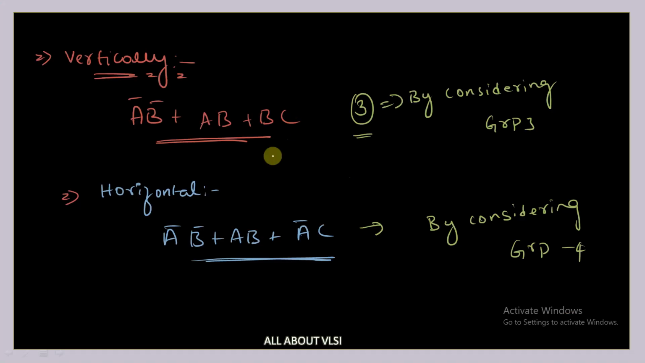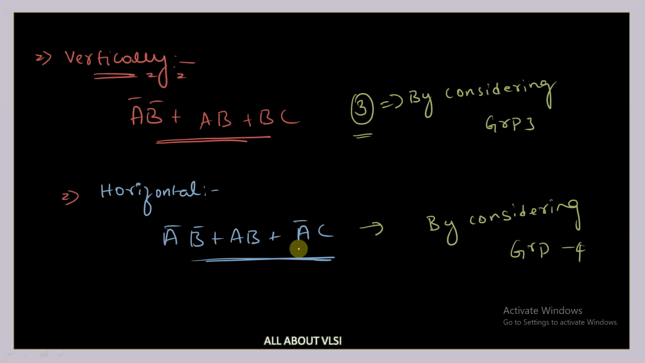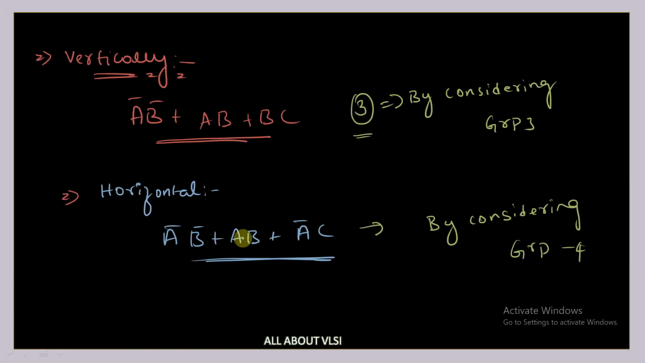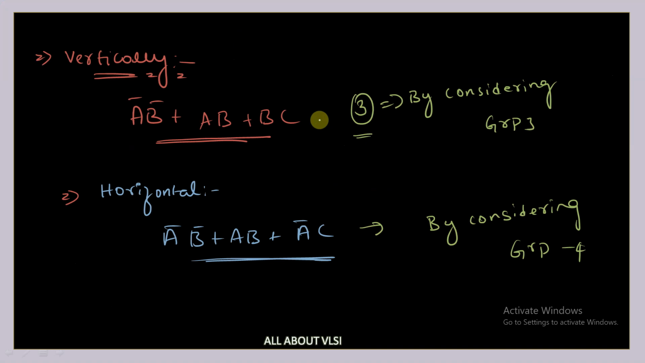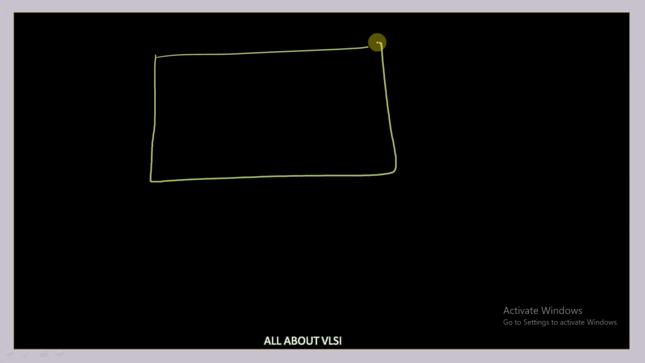So for this K map there are two possible answers, either this or this. Okay, yes. So this answer we are getting by considering group 3, and this answer we are getting by considering group 4. Okay, so this is nothing but our selective prime implicant. Is this clear? How are we deciding? Is it clear how to find out how many selective prime implicants are there? Okay, let us try to understand that.